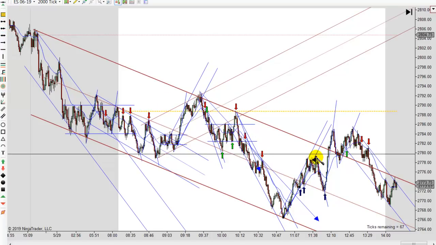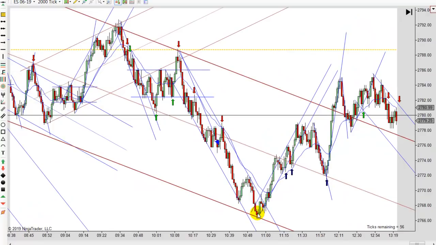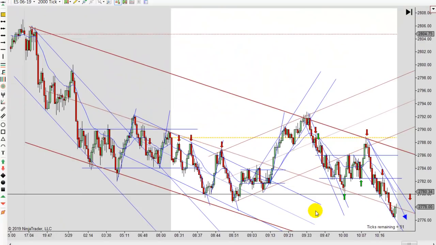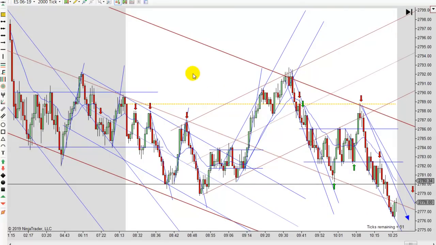Leg 1. And then from here you got leg 2. And you can see that's almost another perfect measured move. So these measured moves really help you to know where prices are likely going and where they may end up. So always use those.